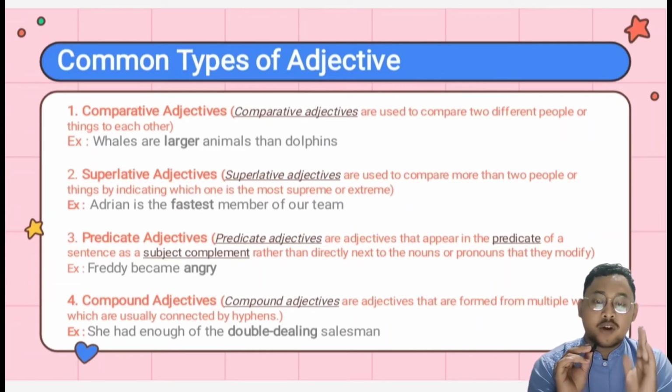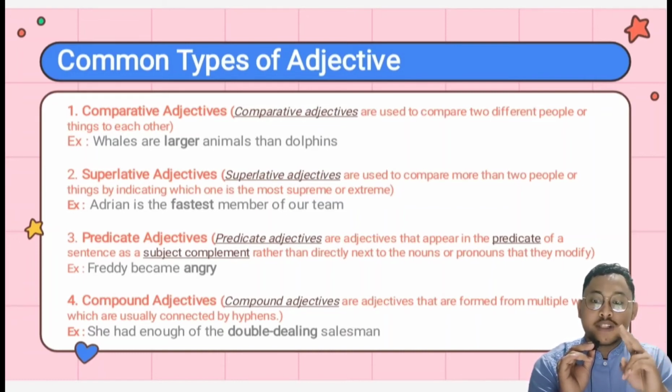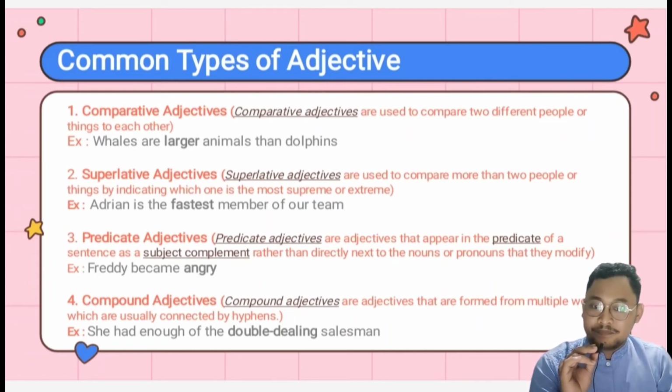The first one is comparative adjectives. Comparative adjectives are used to compare two different people or things to each other. Example, whales are larger animals than dolphins. The second is superlative adjectives. Superlative adjectives are used to compare more than two people or things by indicating which one is the most supreme or extreme. Example, Ardian is the fastest member of our team.